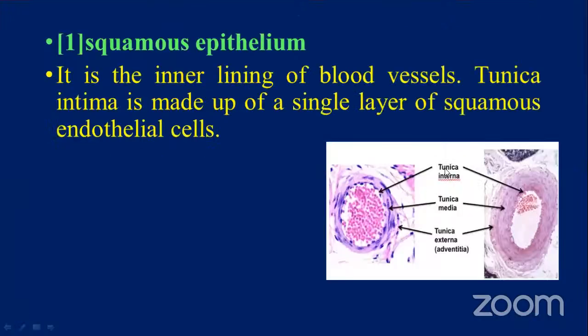See the options: tunica interna, tunica media, tunica externa. Externa means outer layer, media means middle layer, and interna means inner layer. The squamous epithelium is the inner lining of blood vessels, so it comes under the heading of blood vessels. The inner layer is called the tunica intima or interna. It is made up of a single layer of squamous endothelial cells. Here they have given it as epithelial. So that is very, very important. Here the correct option is squamous epithelium.